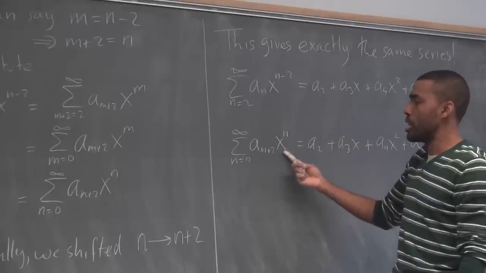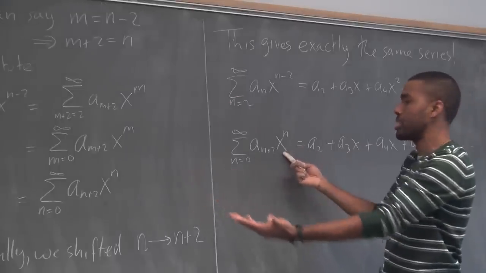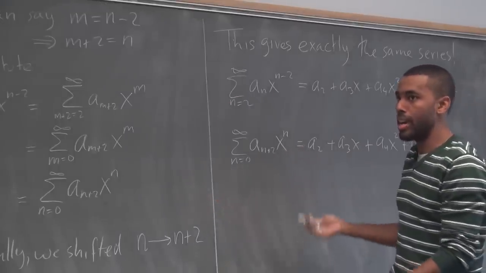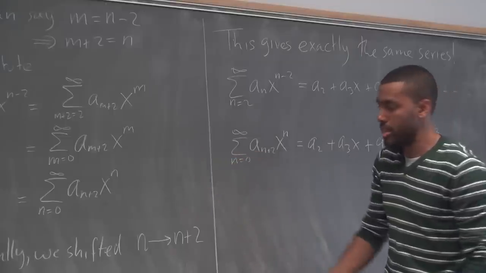I wrote it this way because if I wanted to combine with something else, I need to have similar terms. I can't combine an x to the n with an x to the n minus 2. Right?